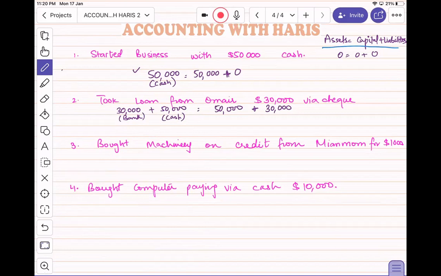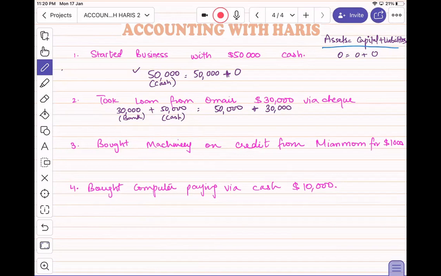So if the business is receiving anything, like the business got money, got a check, that is also an asset for the business. But then you should ask yourself again, who is bringing in this check into the business? Now this is not the owner, this is the loan from Umair. So this is your liability, so you should increase your liability by 30,000.